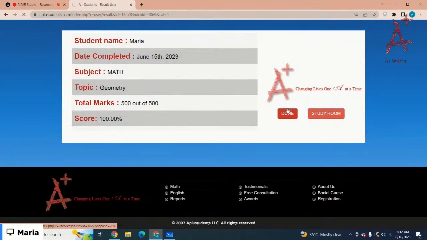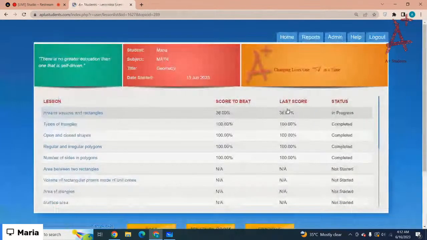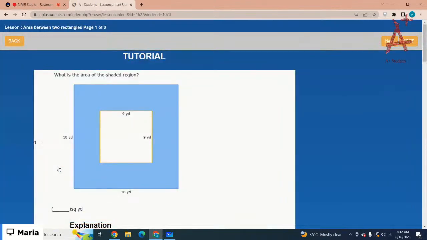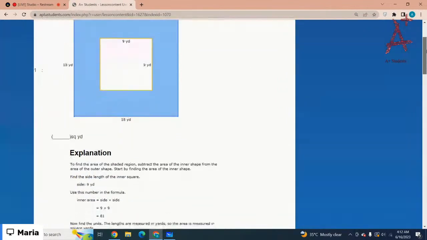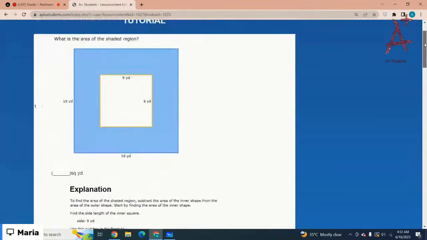The next one is area between two rectangles. Okay, what is the area of the shaded region? Actually, you have to find the area of the blue portion only. Got it? The white square is inside the blue one. So you have to calculate the area of the blue region.